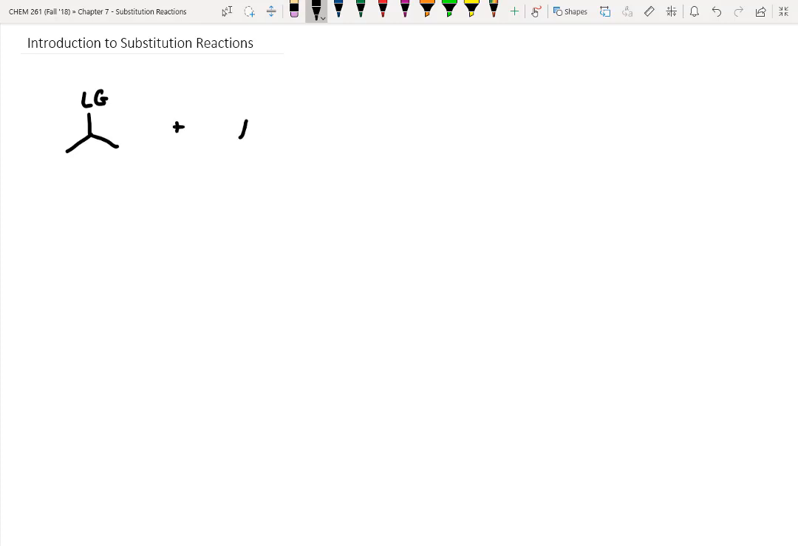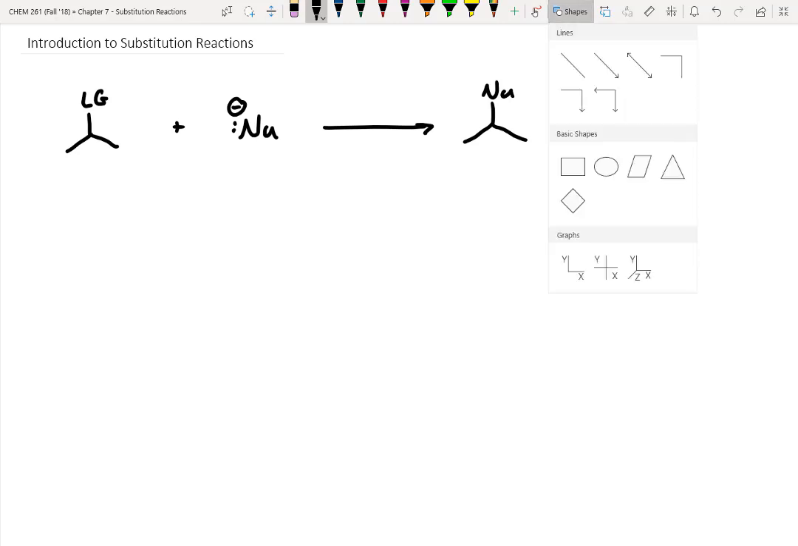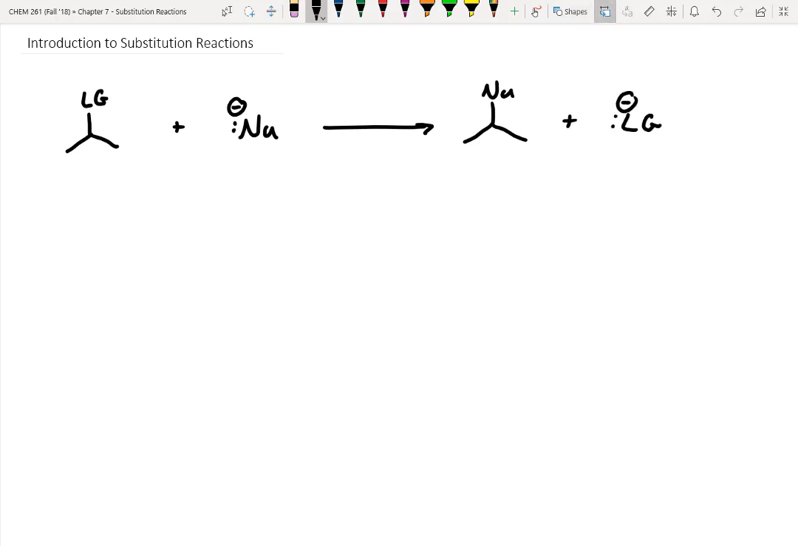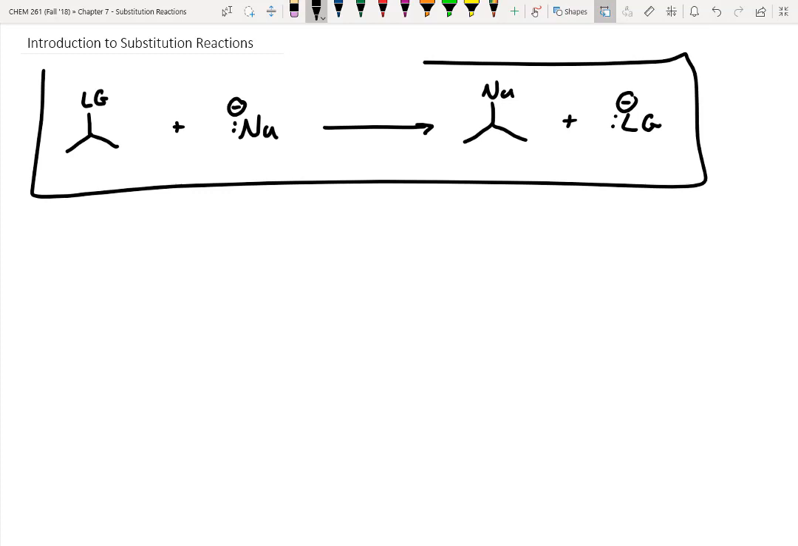And then for my second reagent, I'm going to have an Nu. That's my abbreviation for a nucleophile, right? And in this reaction, the nucleophile is actually going to swap off and replace the leaving group. This is called a substitution reaction because of that. So we're going to kick off that leaving group. When the leaving group gets kicked off, it also takes electrons with it and has an overall negative charge. So this is the net reaction for a substitution.